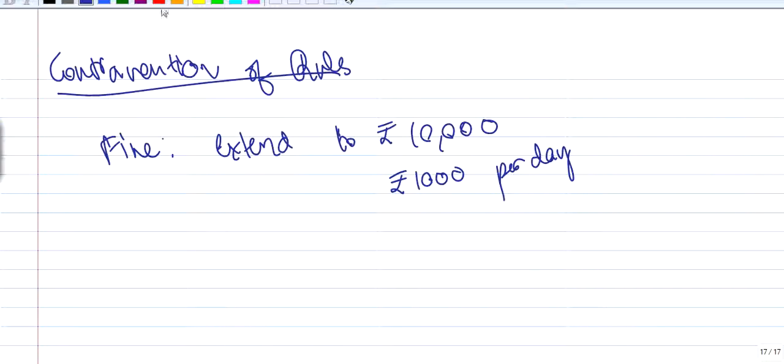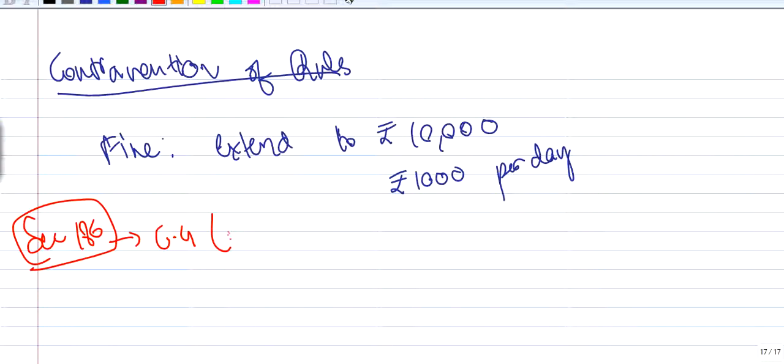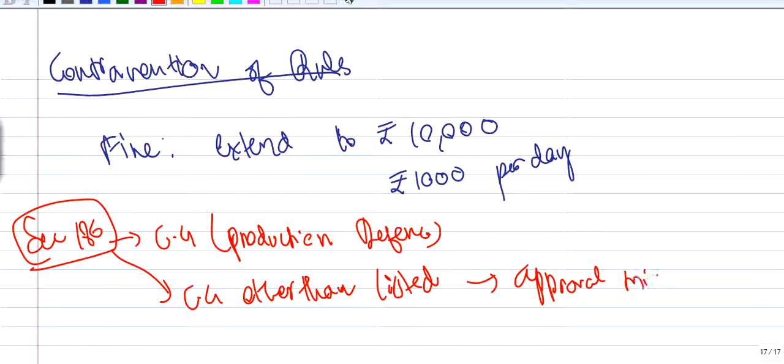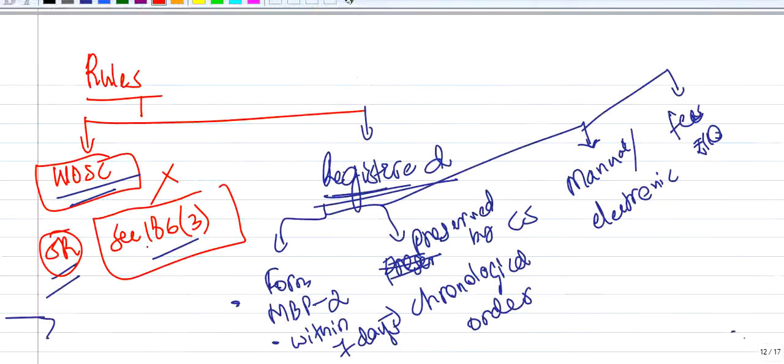And at last, this section 186 is not applicable to a government company in production of defense, or a government company other than listed, if they have taken approval from the Ministry of Central Government. For this, section 186 is not applicable. So we see in the rules, 5 points in the rules.